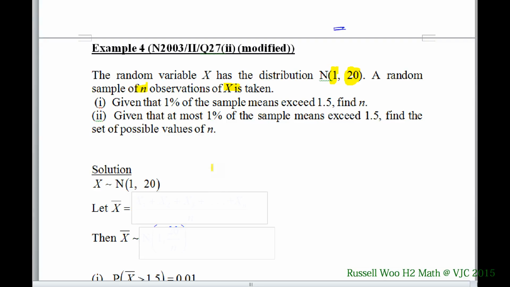Example 4. The mean is 1 and variance is 20. This time n is unknown. We don't know what n is. Okay? n observations of x.